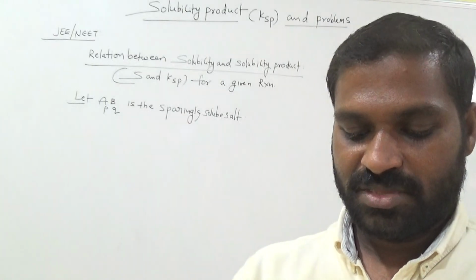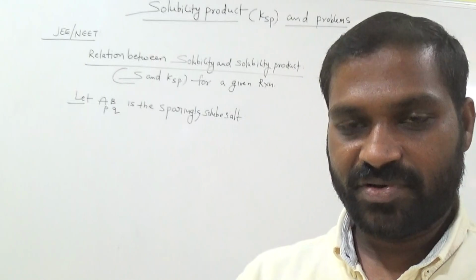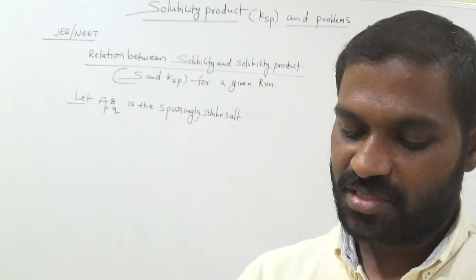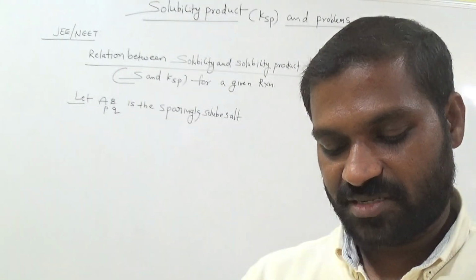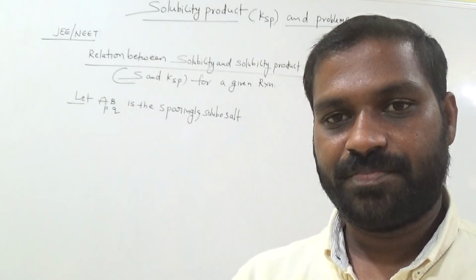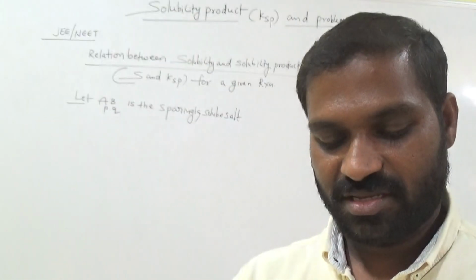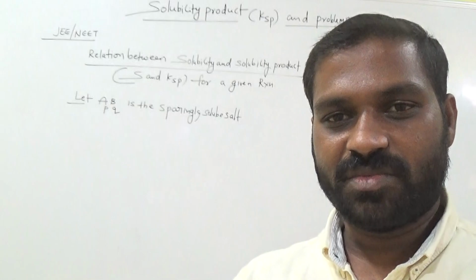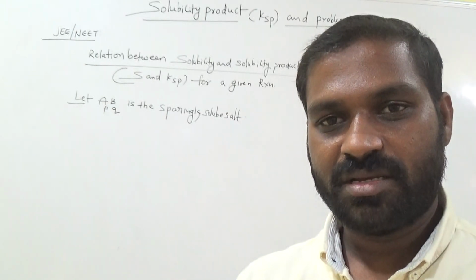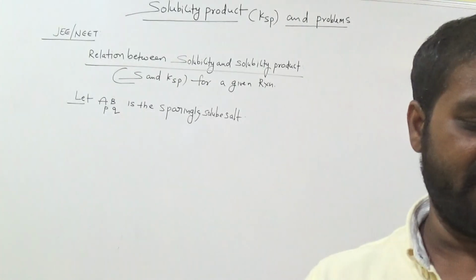For AgCl, it is a different expression, am I right? For CaF2 we have a different expression. In case of CaF2 it is 4s cube, but in case of AgCl it is s square Ksp. If there is any other molecule, it is difficult to remember, am I right? So we have a short trick here. Listen carefully, very easy.